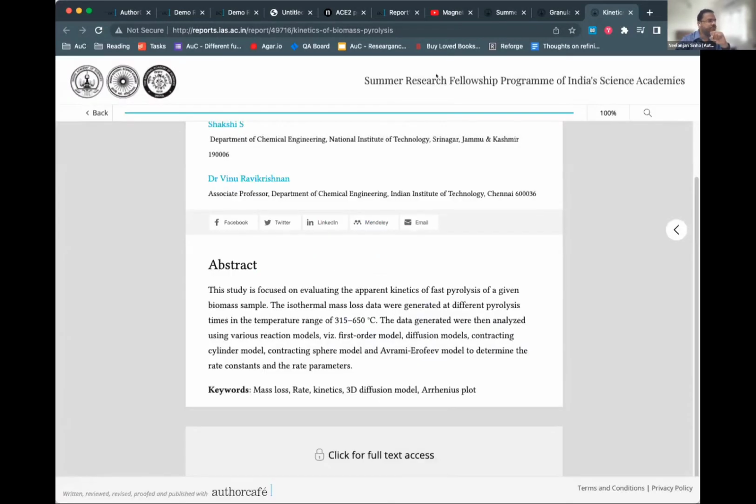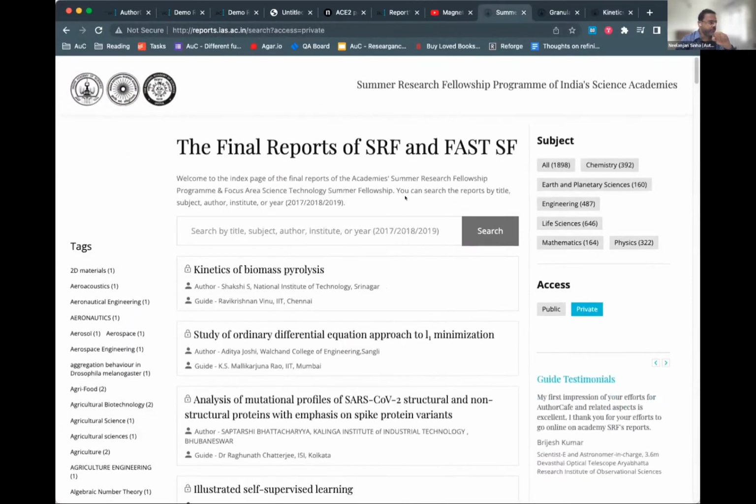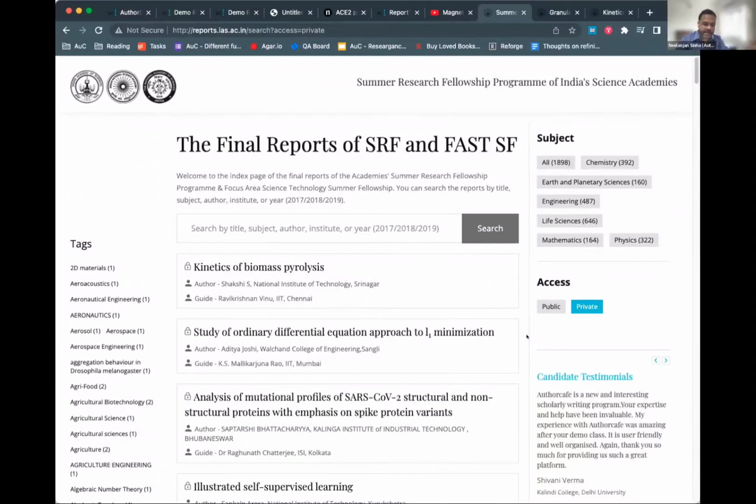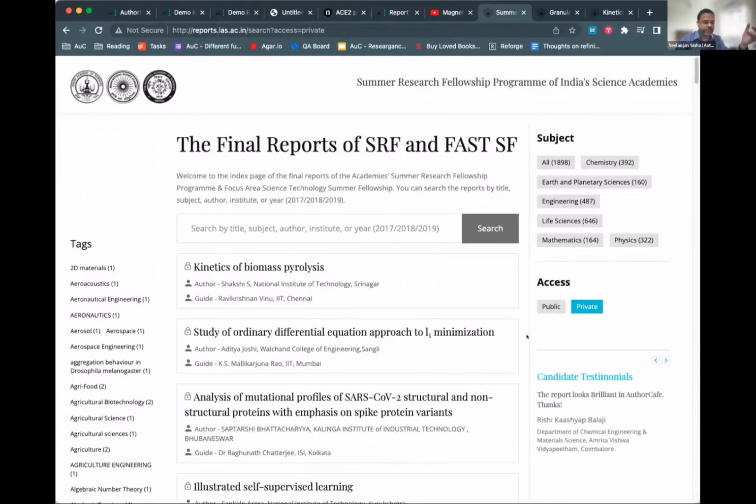There is also a third category of reports, which will not appear here, which are called protected reports, where they were so sensitive that they did not even want to publish the metadata. So they are still put up, they are still available with the Indian Academy of Science, with the people who have authorized access to it, but not to the common public.